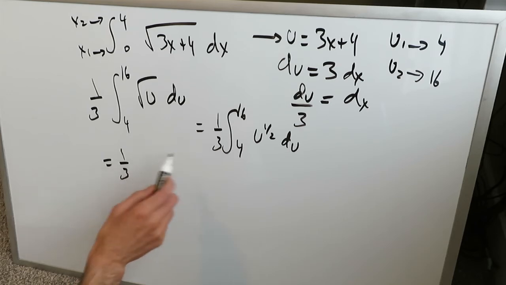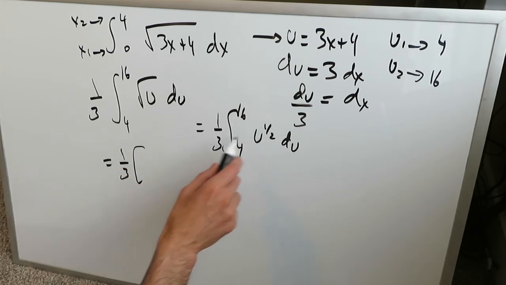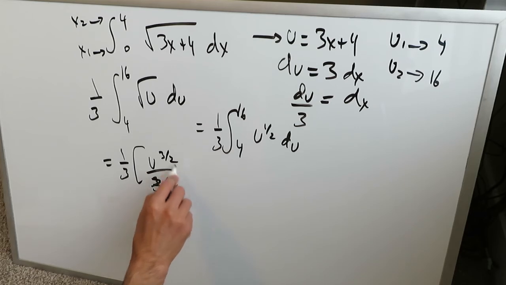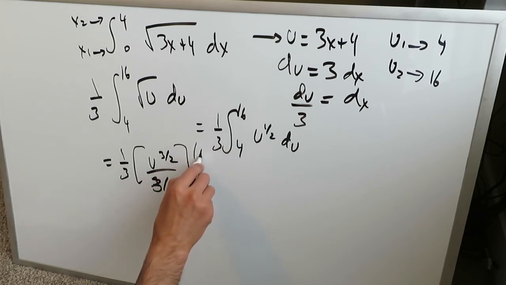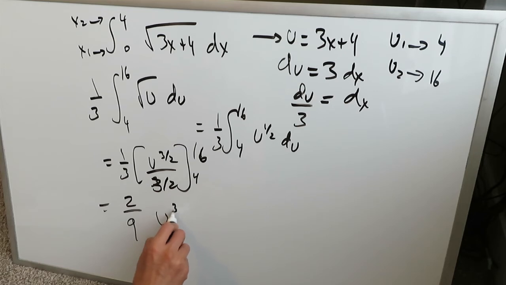You have this original 1 over 3 coefficient multiplying by the integral of u to the 1 over 2, which is u to the 3 over 2 over 3 over 2, over the interval 16 and 4. Simplify all of this. This 3 over 2 will flip such that you get 2 over 9 u to the 3 over 2 over the interval 16 and 4.